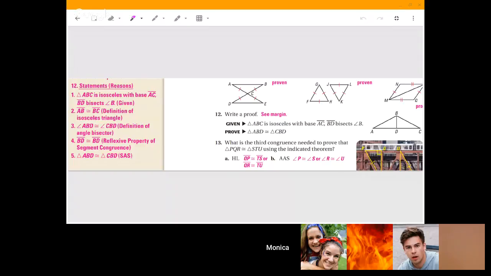If we go back into 4.8, Devin, what do we know about isosceles triangles? What's the definition of an isosceles triangle? No, Lily, an isosceles triangle does not have three congruent sides. That's an equilateral triangle.